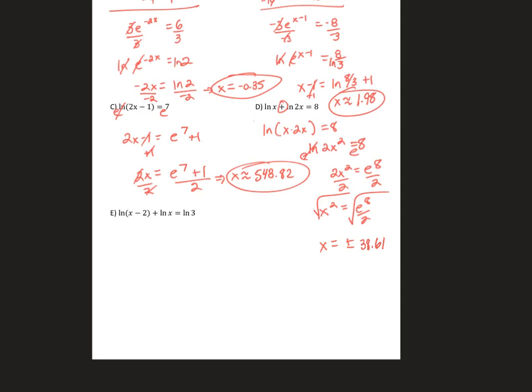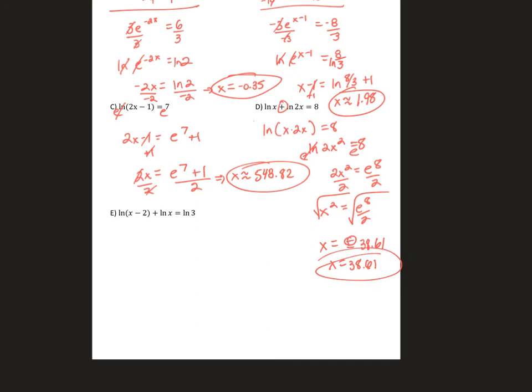Now, before I circle my answer, because I had two answers of plus or minus, you have to recall that natural logarithms, or even logarithms in nature, are always going to have answers that are positive, right? We take any base to some power, whether that power is a fraction, a negative, a positive, any real number, it's always going to give us a positive answer out. So the only answer we're going to consider here is the positive 38.61.